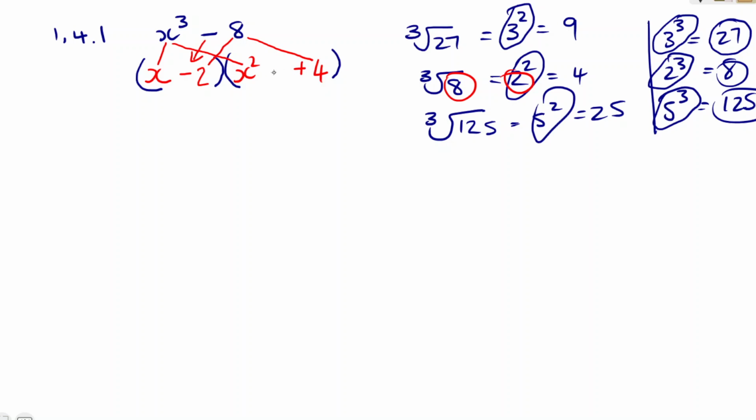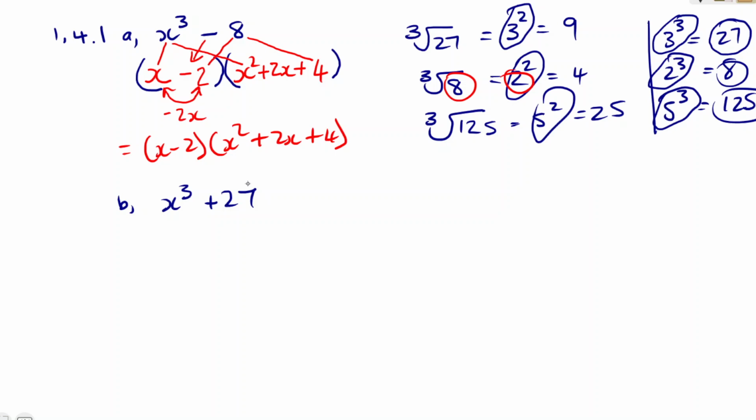But now we need a middle term here. So the middle term will be made up of these two. When you multiply x by negative 2, you get negative 2x. But when you write it here, you must write it with the opposite sign, which is going to be positive 2x. So that's how we factorize this. So your answer for this expression will be the bracket x minus 2, bracket x squared plus 2x plus 4. That is how we factorize the difference of cubes.